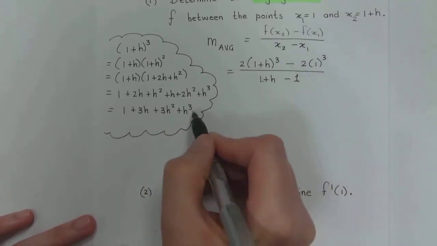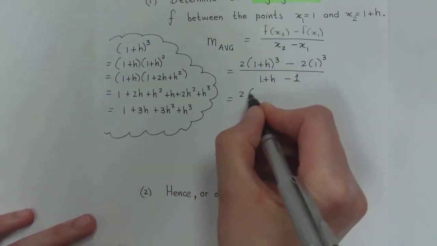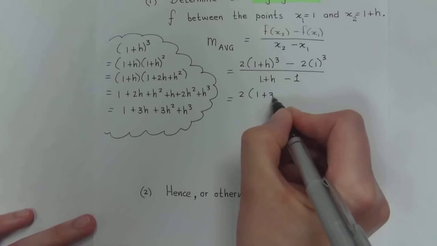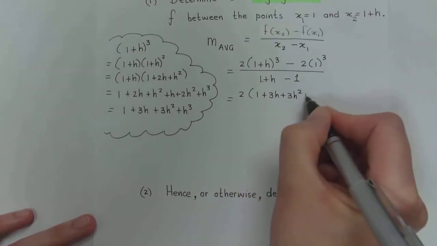So that's what I'm going to substitute into this part right there. So it's 2 times (1 plus 3h plus 3h squared plus h cubed).